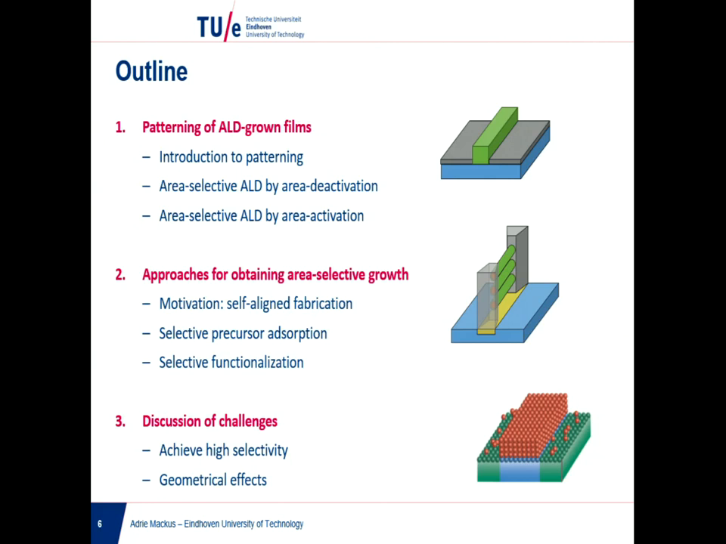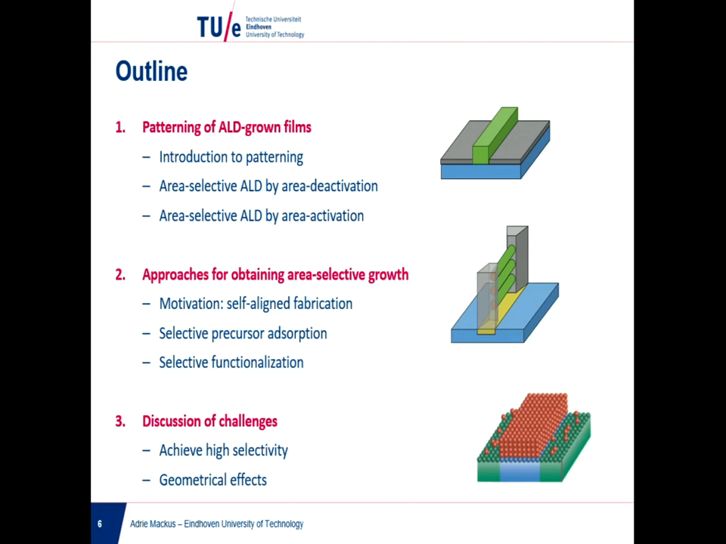So the first part, as said, will be mostly about patterning. And here, I will first start with an introduction to patterning, and then discuss how you can basically pattern ALD films and how that's related to area-selective deposition. In the second part, we'll talk about this second flavor of area-selective ALD, which I described as area-selective ALD on a device structure. But this part will also be mostly about how can we make a process selective.